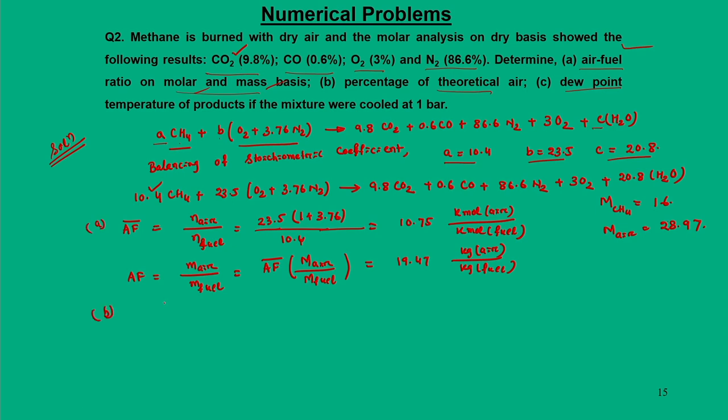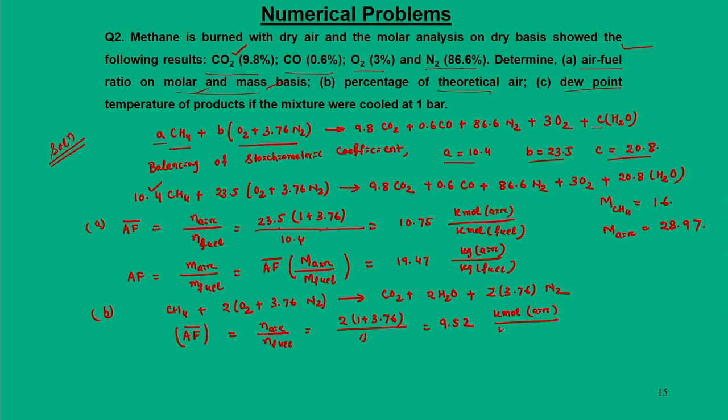Percentage of theoretical air. So, if it is a balanced chemical reaction, what would have been that, CH4 plus twice times O2 plus 3.76 N2 will give you CO2 plus twice H2O plus 2 into 3.76 N2. Then in that case your AF bar, which is the stoichiometric value, n air by n fuel, that is twice times 1 plus 3.76 divided by 1, it is 9.52 kilomole air by kilomole fuel.